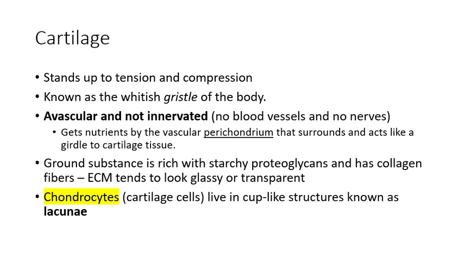But when it comes to cartilage, we're going to see that the ground substance is not only rich in those starchy proteoglycans, it also has a lot of collagen. And that, while it makes the extracellular matrix look glassy and transparent, really doesn't allow the cells to move about. The chondrocytes, or the mature cartilage cells, actually have to live in cup-like structures known as lacunae. So those lacunae are where we could expect to find cartilage cells.